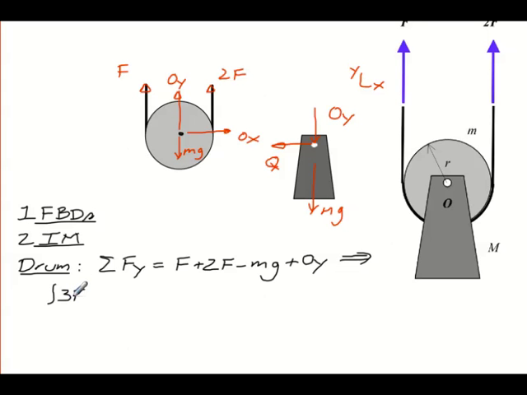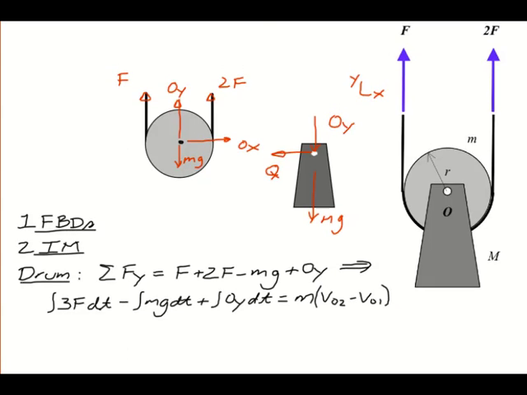the integral of 3F dt minus the integral of mg dt plus the integral of the y component of the reaction force there at O dt is equal to the change in linear momentum for the drum. So this is m times (VO2 minus VO1).